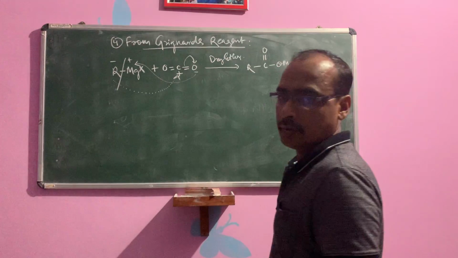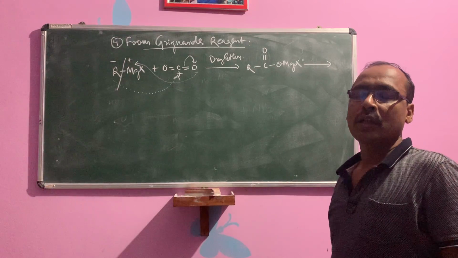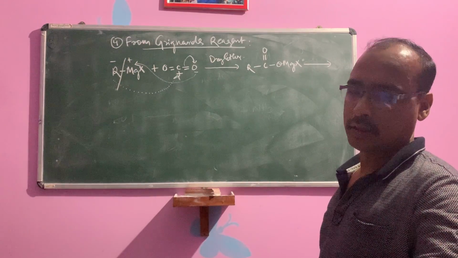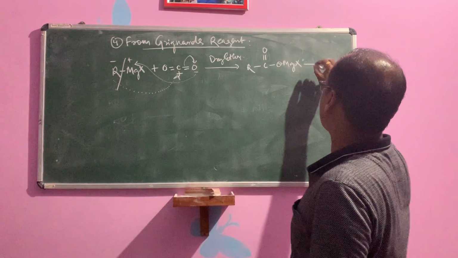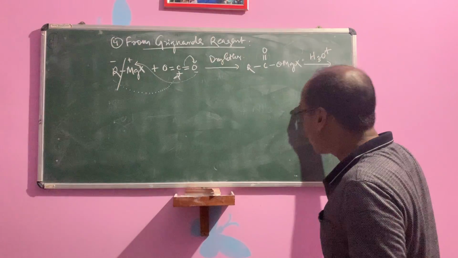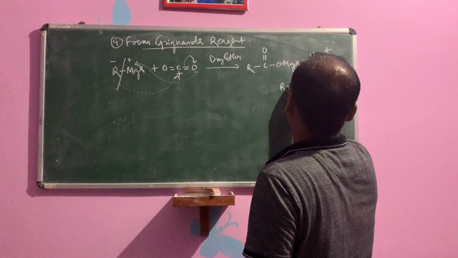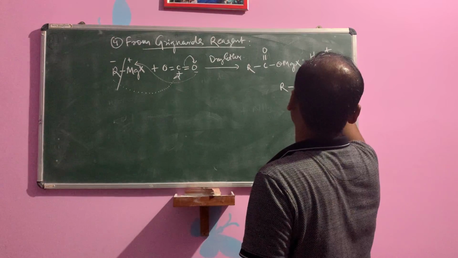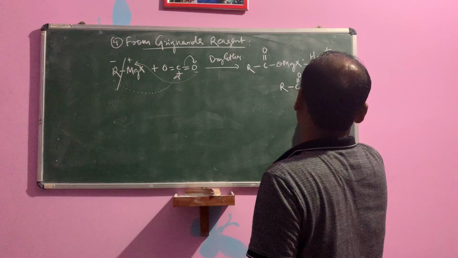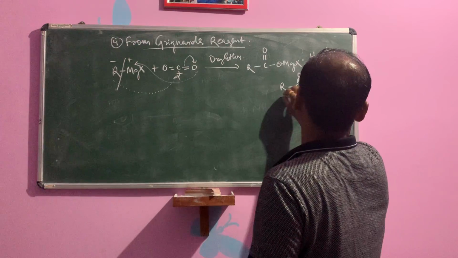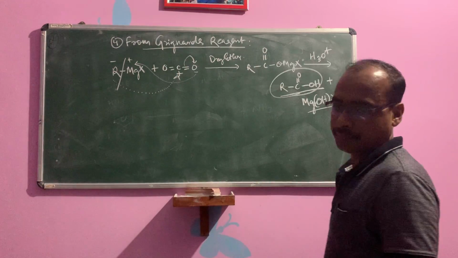Then, children, after formation of this complex, it is followed by hydrolysis. That is water, H3O+. We give hydrolysis with H3O+ to form R-C double bond O-H plus Mg(OH)X, magnesium hydroxide halide. This is the carboxylic acid.